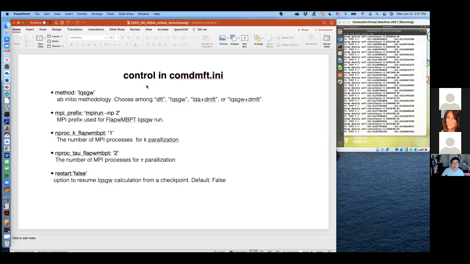For the control dictionary, the first key is the method. Of course, you can pick one of these four choices. In this case, because we'll do the qsGW calculation, it will be qsGW. And for the MPI prefix, in our case, we should use mpirun -np 2, but this two is the maximum number of cores you can use in the virtual machine in this case.